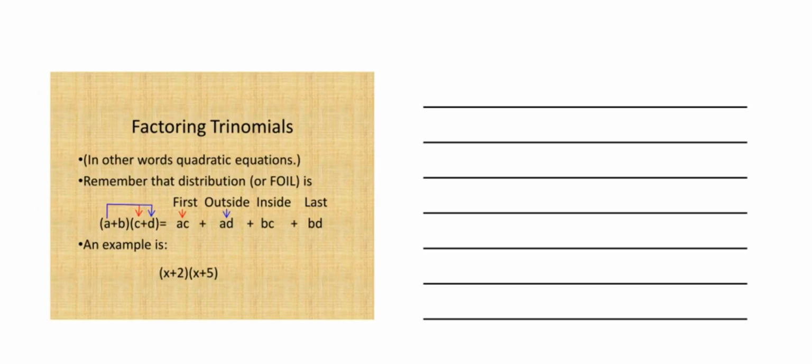Inside of each parenthesis, b times c gives us bc. And finally, last, b times d gives us bd. Do notice, this is for foiling or expanding polynomials. So we're going to go through a quick review about expanding before we actually factor.